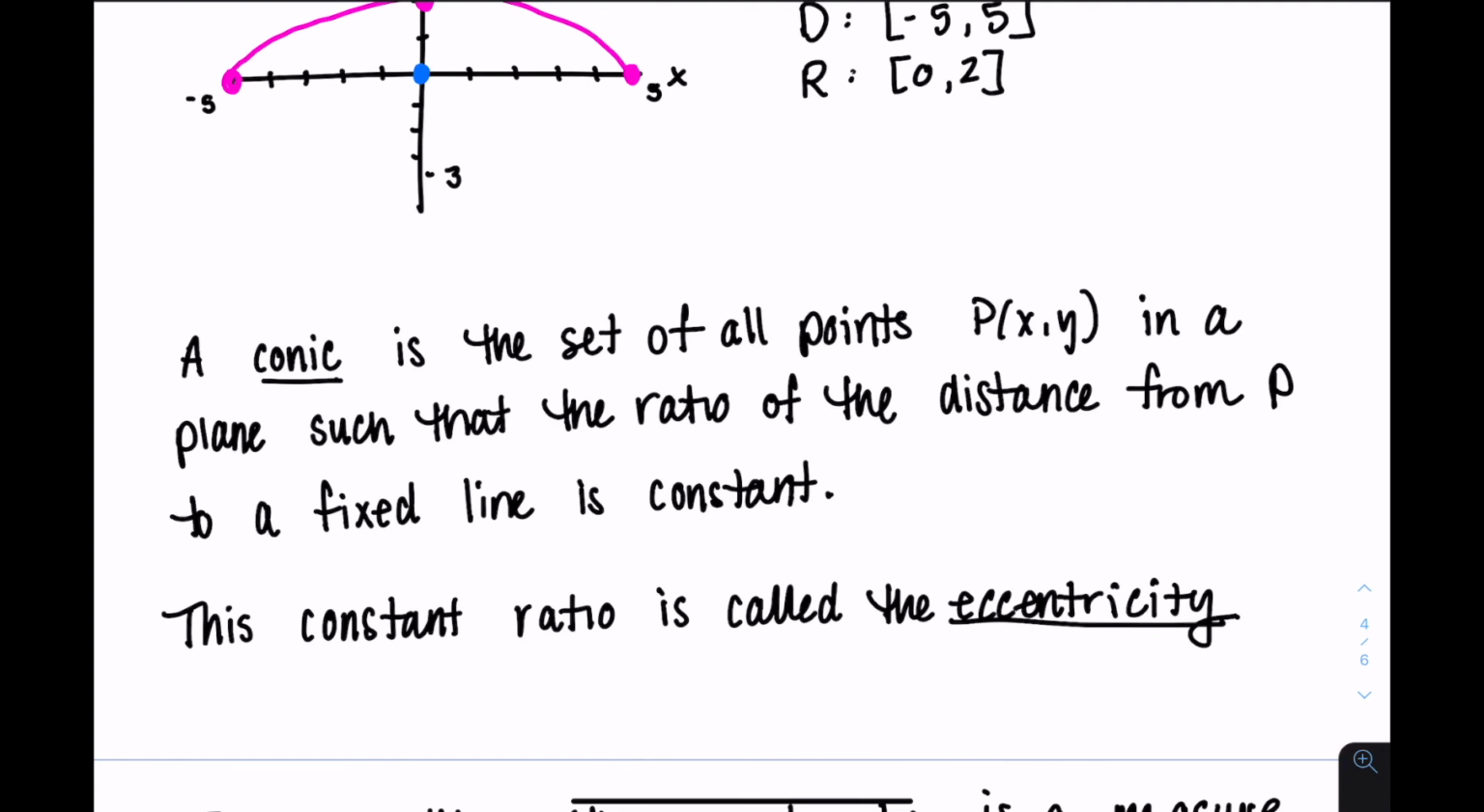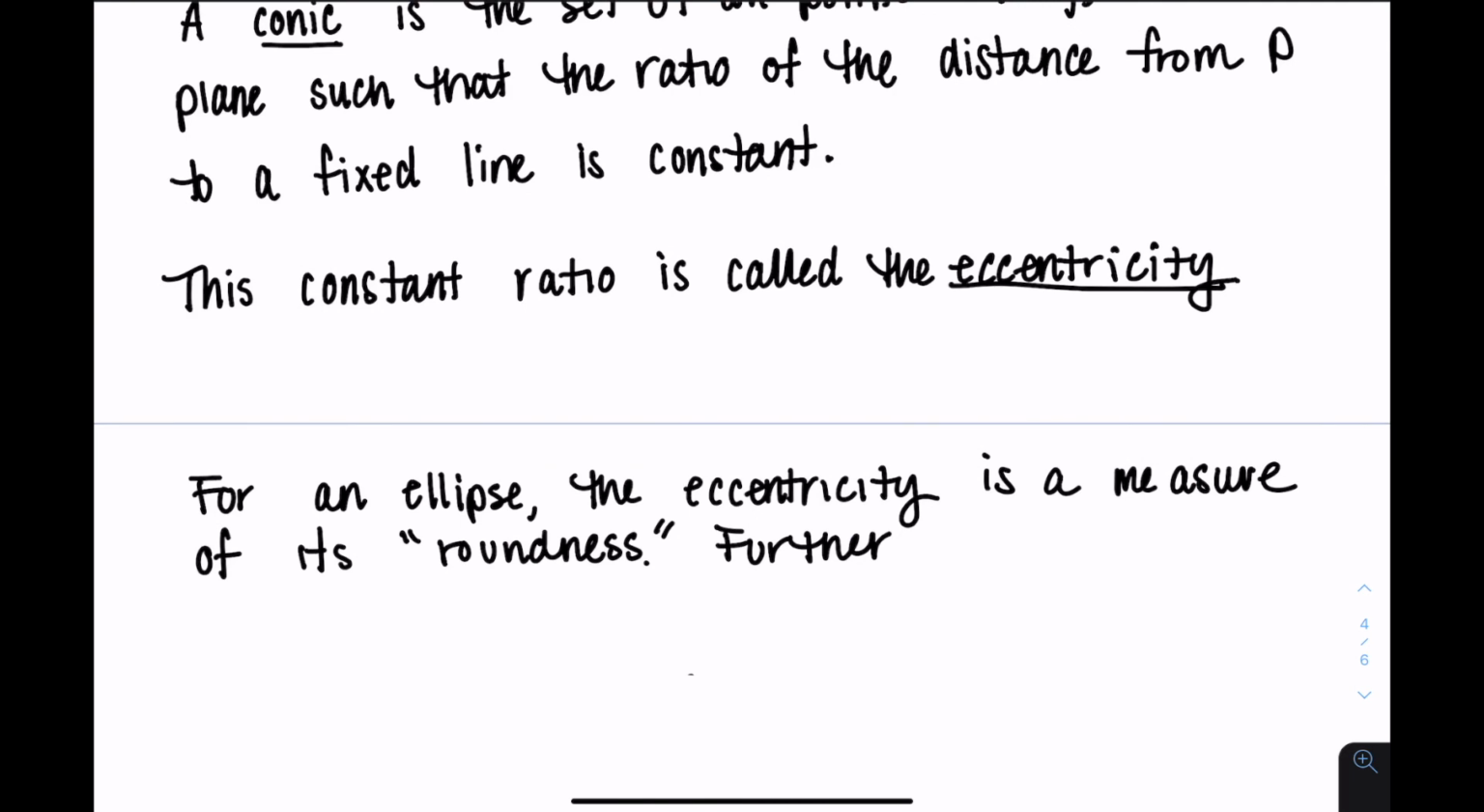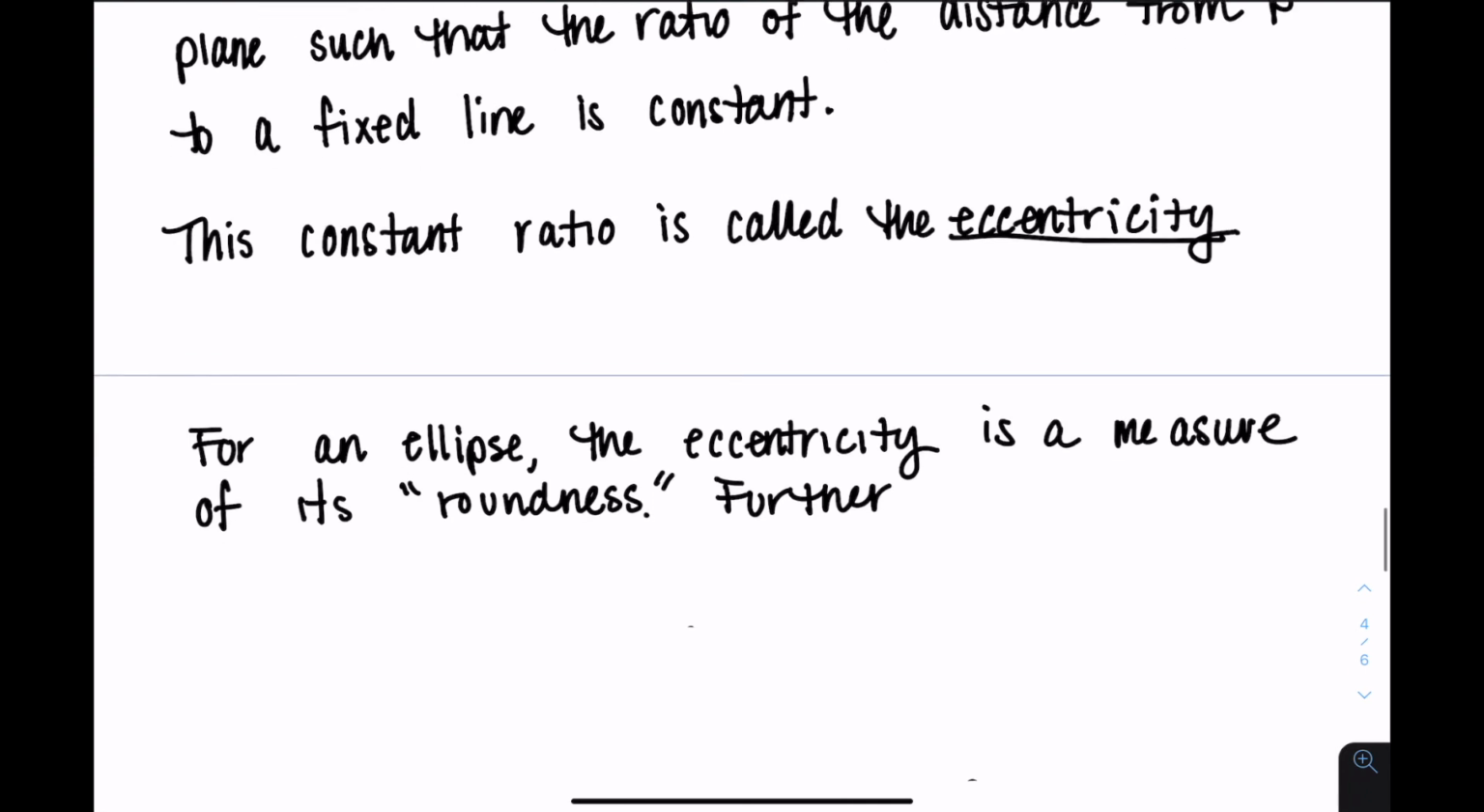Your book will go through kind of how this value of E is found, but it's a little complicated and it's not worth the time to go through. So instead, I'm just going to give you the definition of what it is. For an ellipse, the eccentricity is kind of telling you how round it is. So if it's got a small eccentricity, it's going to be closer to a circle. If it has a large eccentricity, it's going to be a very squished ellipse.